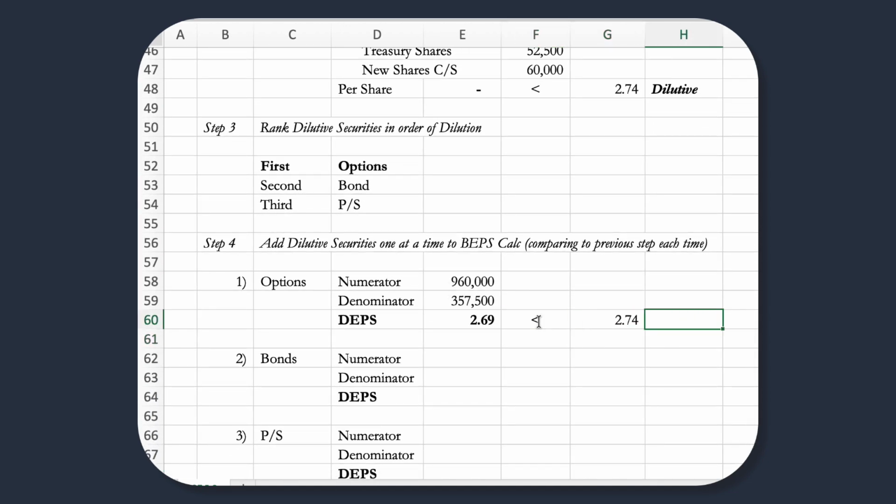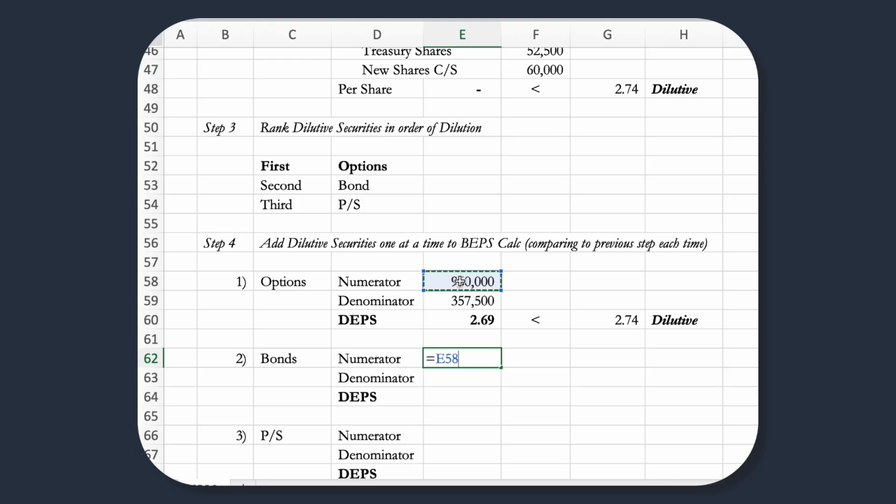And it is. So this is dilutive, not individually. This is dilutive in the collective. These options are definitely dilutive even in the collective. They were already dilutive individually. Now we know they are dilutive in the collective, which means we need to include it in our calculation. Next up, I'm going to start with my numerator effect from the options. Those were dilutive. 2.69 is in fact lower if I include those. So now I'm going to keep going.